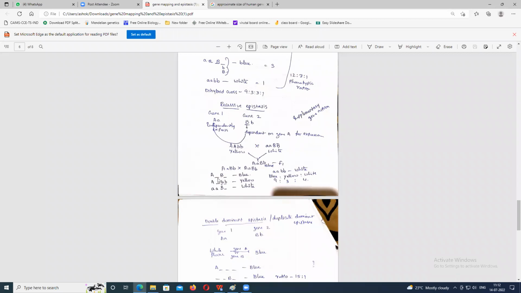Am I clear? See this, A and B, both dominant genes are there, then only B can express.